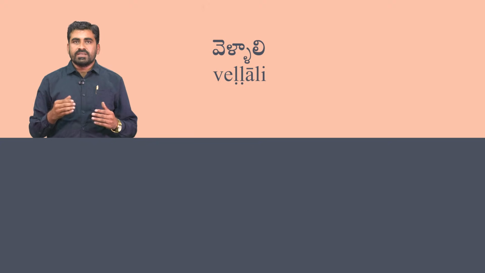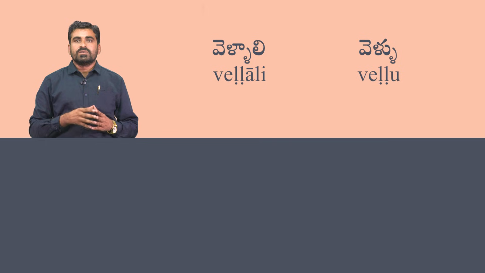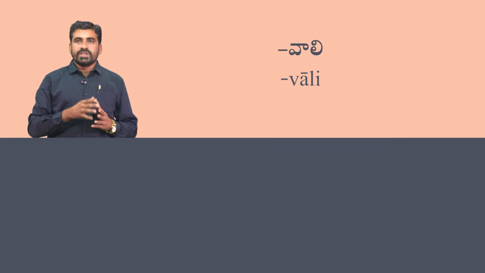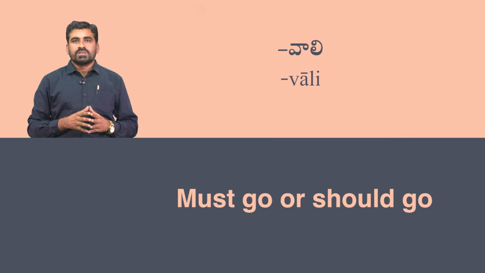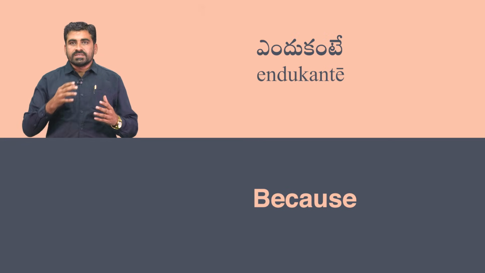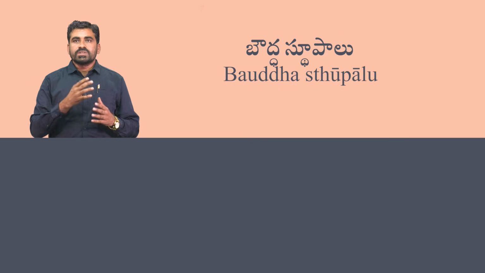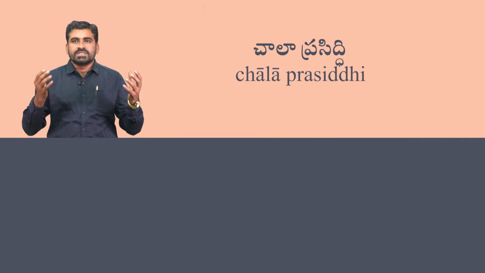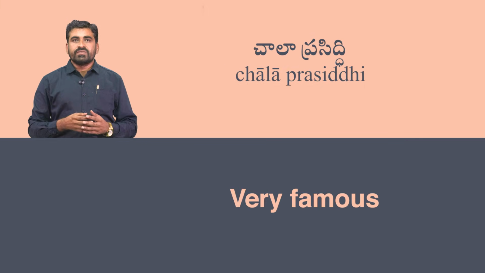The verb వెళ్ళాలి comes from the root vellu, meaning to go, with the suffix vali expressing necessity or obligation, meaning must go or should go. The conjunction endukante means because, introducing the reason for the action. Bauddha stupalu is a noun phrase referring to Buddhist stupas, and chala prasiddhi describes them, meaning very famous. Altogether, the sentence conveys, so we must go to Amaravati because the Buddhist stupas are very famous.